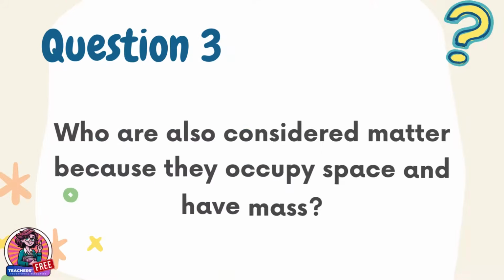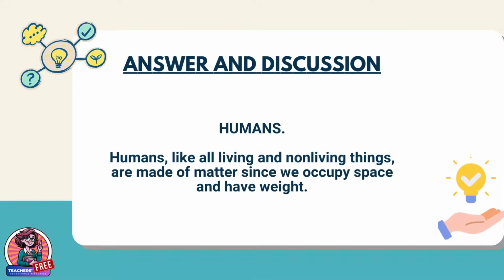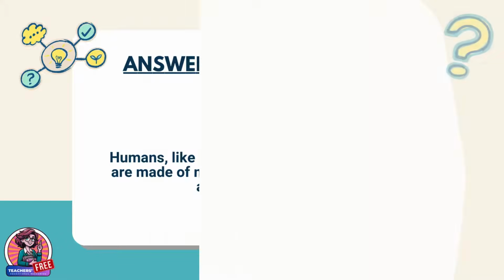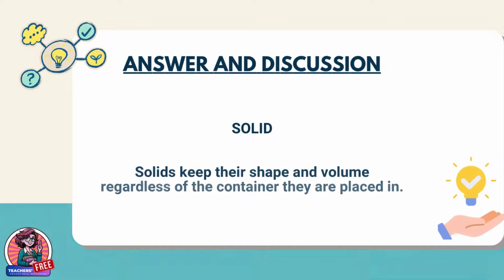Question 3. Who are also considered matter because they occupy space and have mass? Answer: humans. Humans, like all living and non-living things, are made of matter since we occupy space and have weight. Question 4. What state of matter has a definite shape and definite volume? Answer: solid. Solids keep their shape and volume regardless of the container they are placed in.